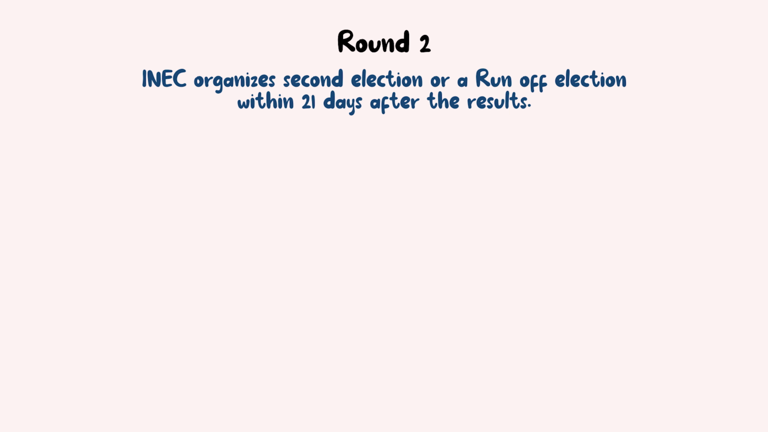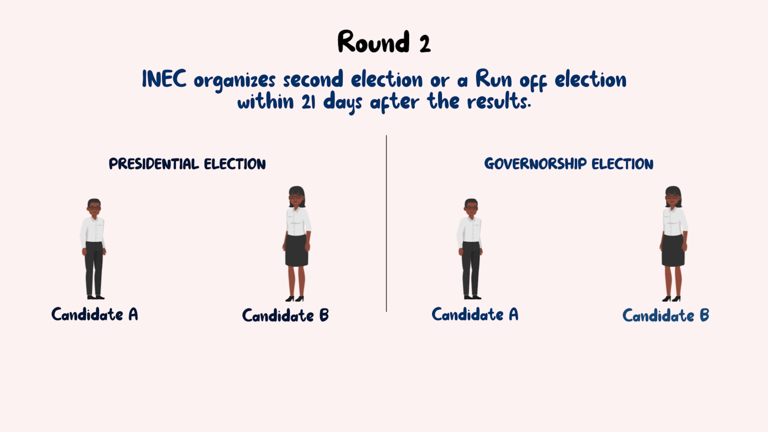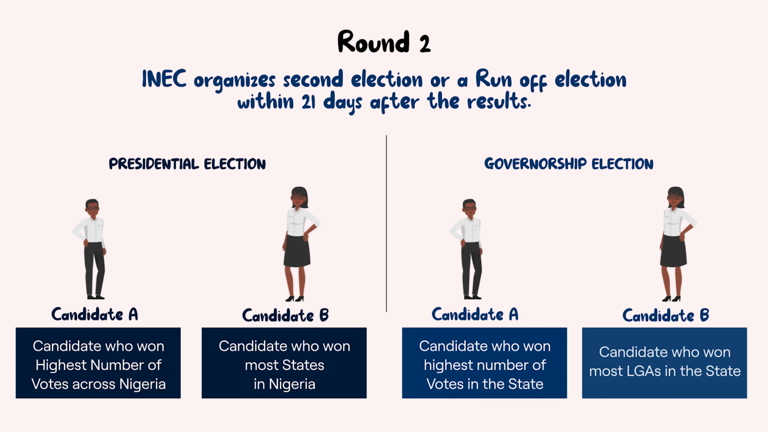Scenario 2. If no candidate met these requirements, INEC will conduct a second election or a runoff election within 21 days after the results to determine a winner. There will be only two candidates for this election, which will be: 1. The candidate with the highest number of votes in the election, and 2. The candidate who won the most states or local government areas in the case of governor.